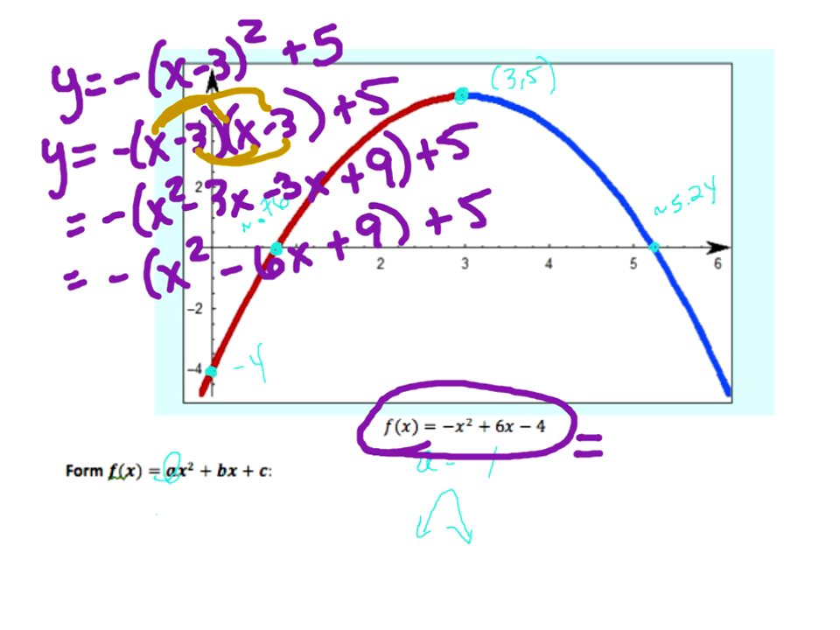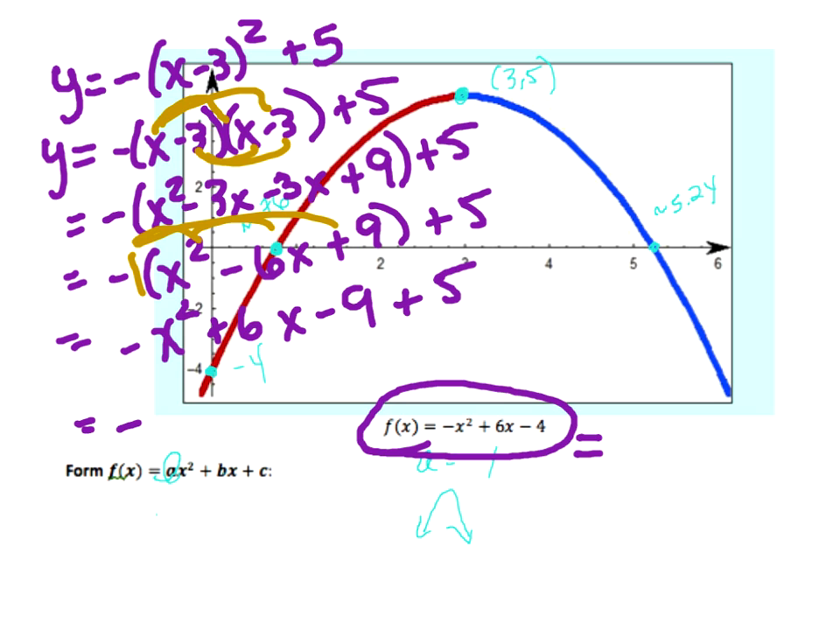The negative, understood negative 1, now gets distributed to the terms inside the parentheses. So we have negative x squared plus 6x minus 9 plus 5, which leaves us with negative x squared plus 6x minus 4. Same exact thing right there.